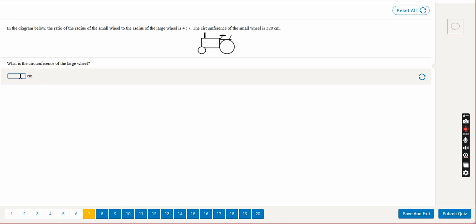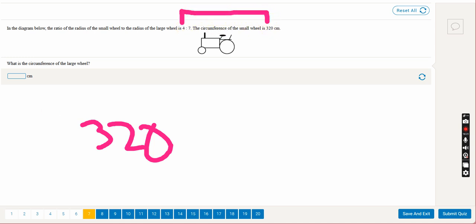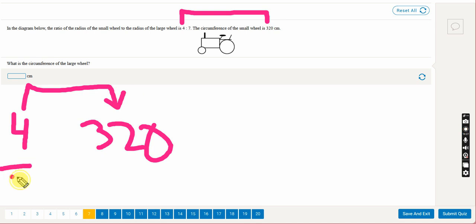Now, in the diagram below, the ratio of the radius of the small wheel to the radius of the large wheel is 4:7. The circumference of the small wheel is 320. You can do this directly. You don't have to worry about this one because they told you the circumference of the small wheel is 320, right? How did they reach this circumference? They multiplied a number by 4. So let's write it here. They multiplied a number by 4. That gave them 320.